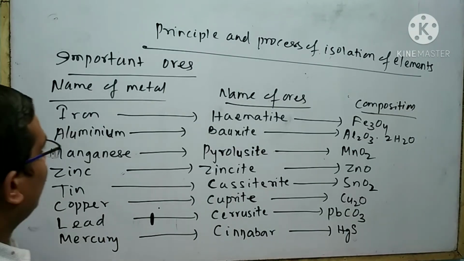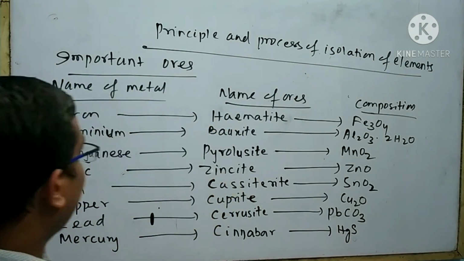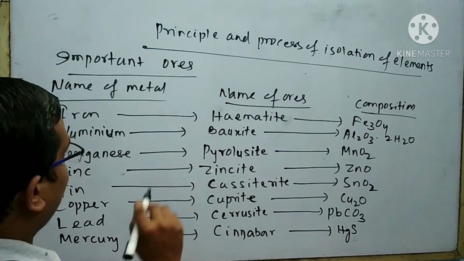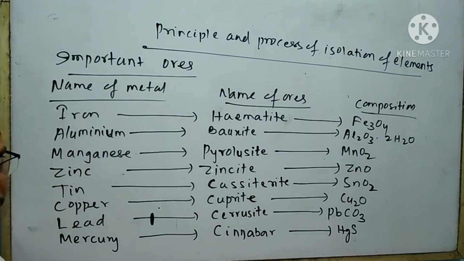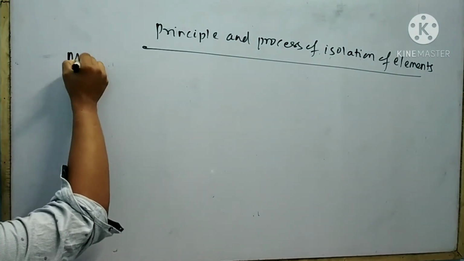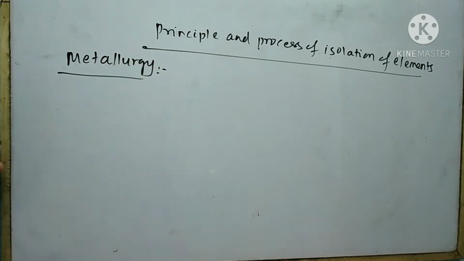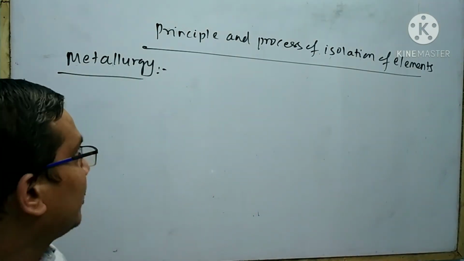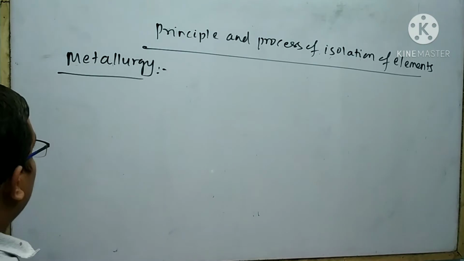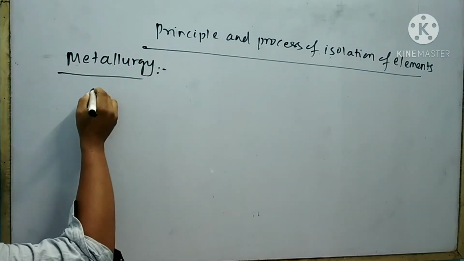These are the ores of different metals. There are many ores of different metals. It is bound to remember the list of ores of different metals. Next I will discuss about metallurgy. The process of extraction of metal from its ore is called metallurgy. The extraction of metal is completed in the following steps.